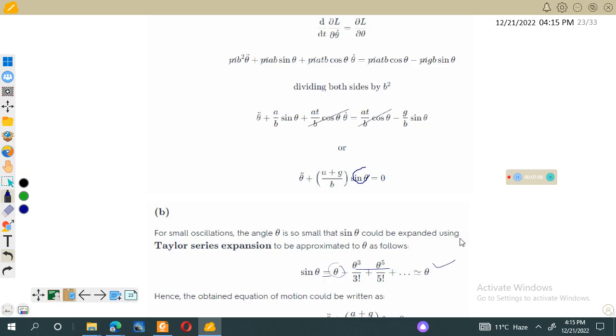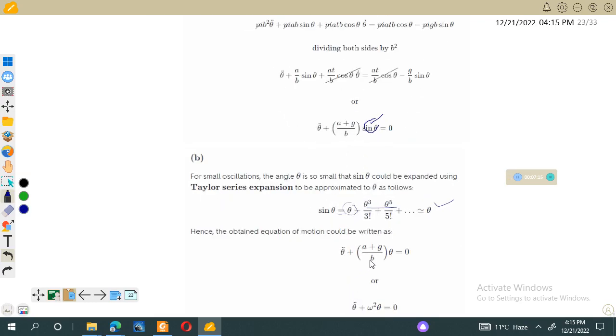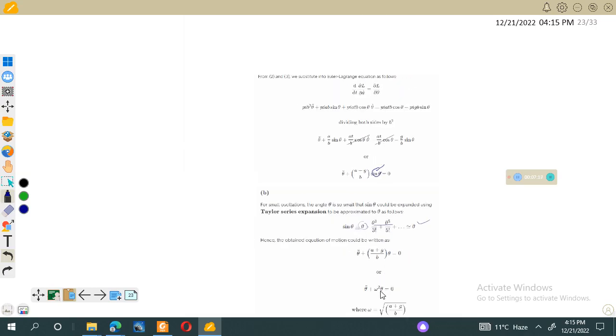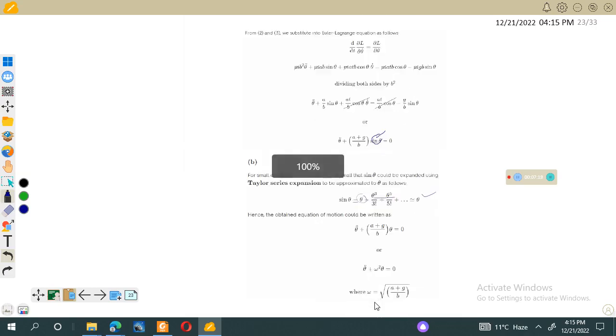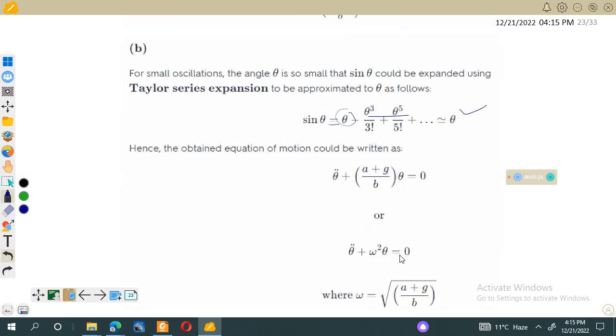so sine theta will be equal to theta, and putting this in this expression, we will get theta double dot plus (a plus g over b) times theta is equal to 0, or just theta double dot plus omega squared theta is equal to 0. And you know that if we compare these two equations, this will be omega squared, so omega squared will be equal to a plus g over b, and here we can evaluate omega, which will be equal to the square root of a plus g over b.